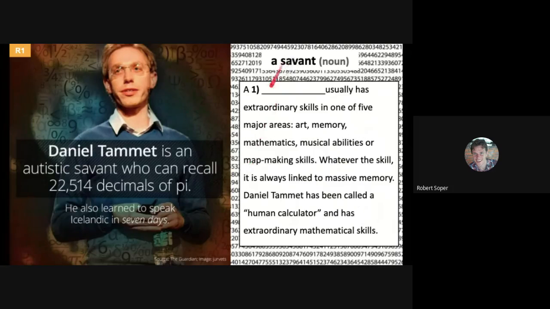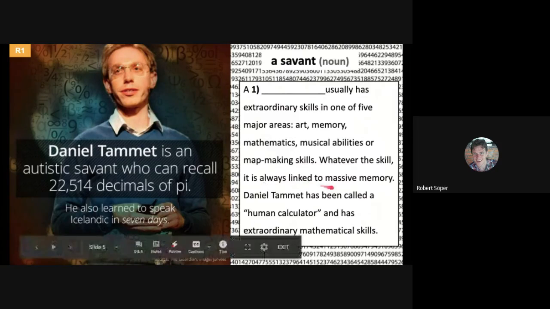Here we've got a word given to us, a savant, and then we've got a gap fill. So we're going to read what this says. Something usually has extraordinary skills in one of 5 major areas: art, memory, mathematics, musical abilities, or map-making skills. Whatever the skill, it is always linked to massive memory. Daniel Tammet has been called a human calculator and has extraordinary mathematical skills.